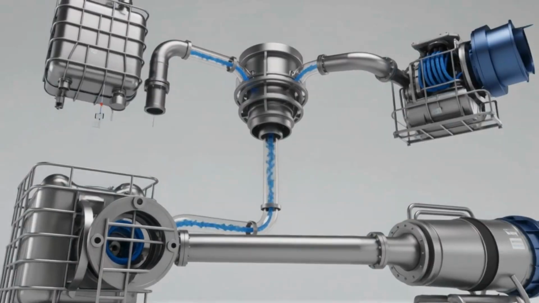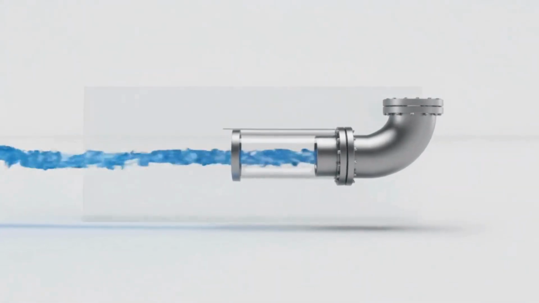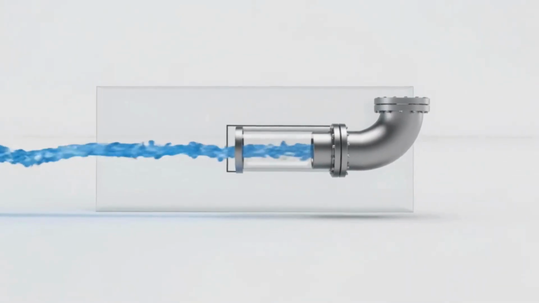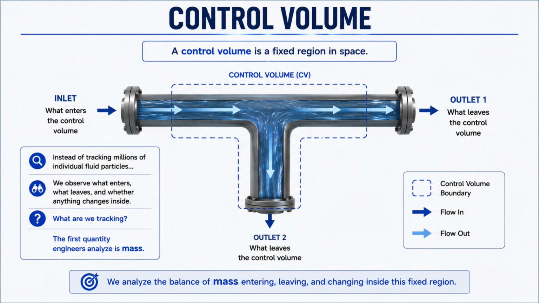Mass cannot be created, and it cannot be destroyed. That idea is known as the conservation of mass, and it forms one of the most fundamental principles in engineering. Instead of tracking millions of individual fluid particles, engineers define a fixed region in space called a control volume. We simply observe what enters the control volume, what leaves it, and whether anything changes inside.